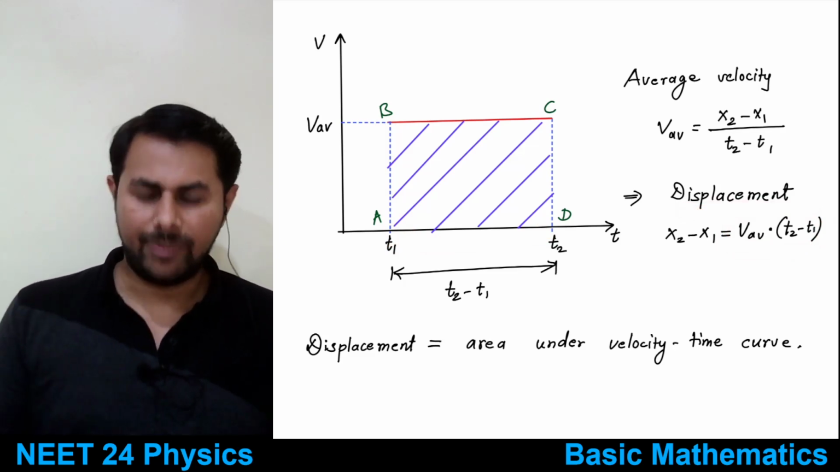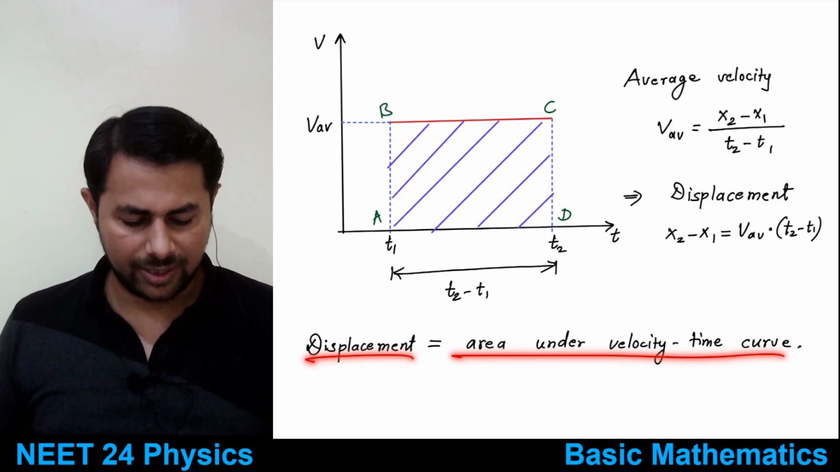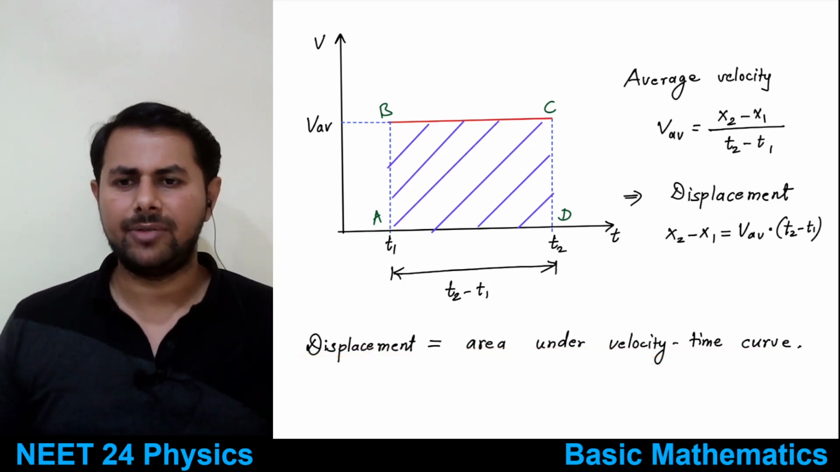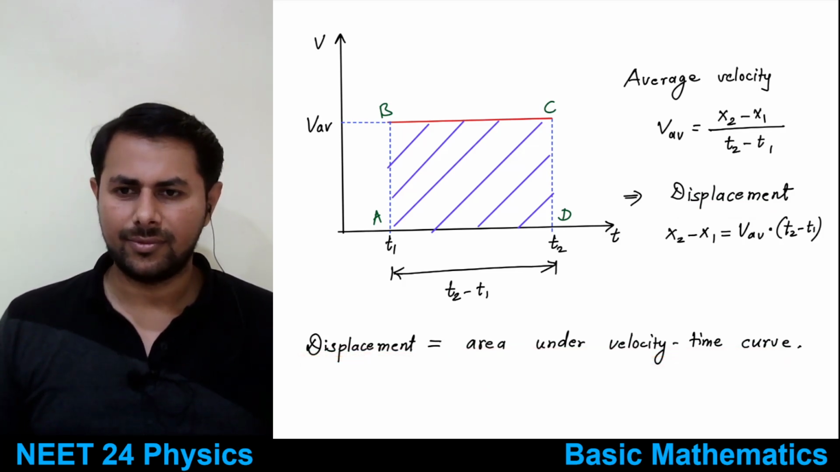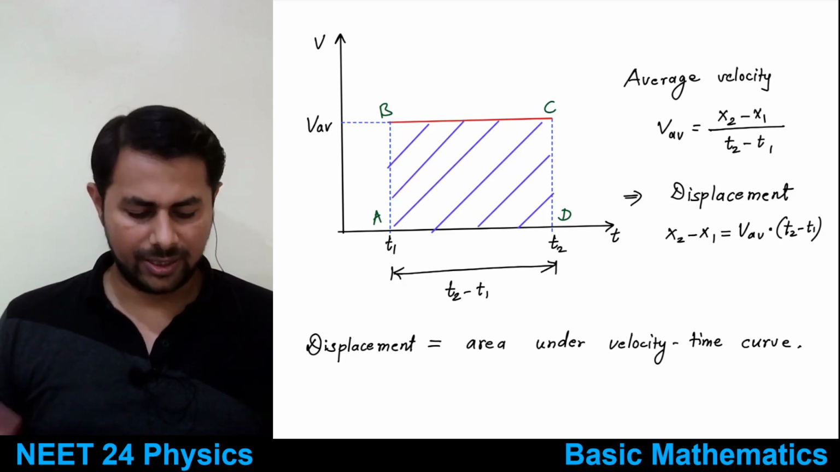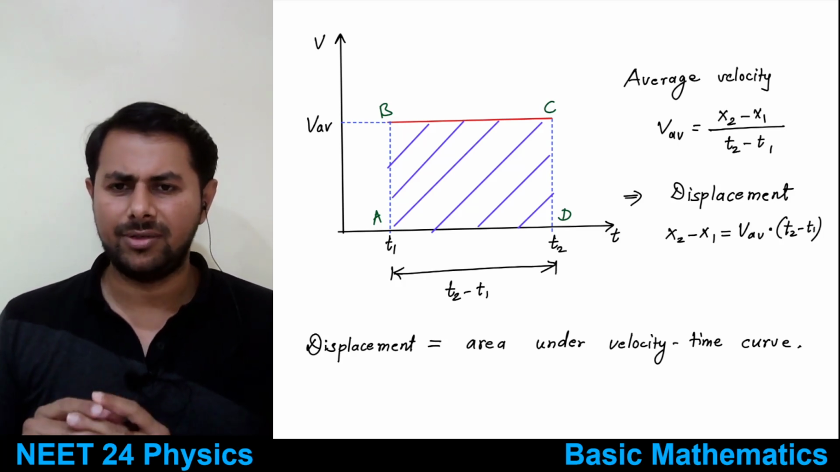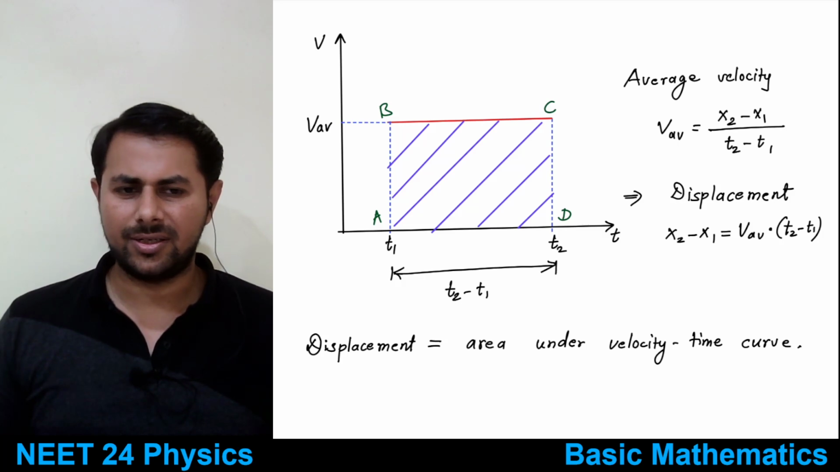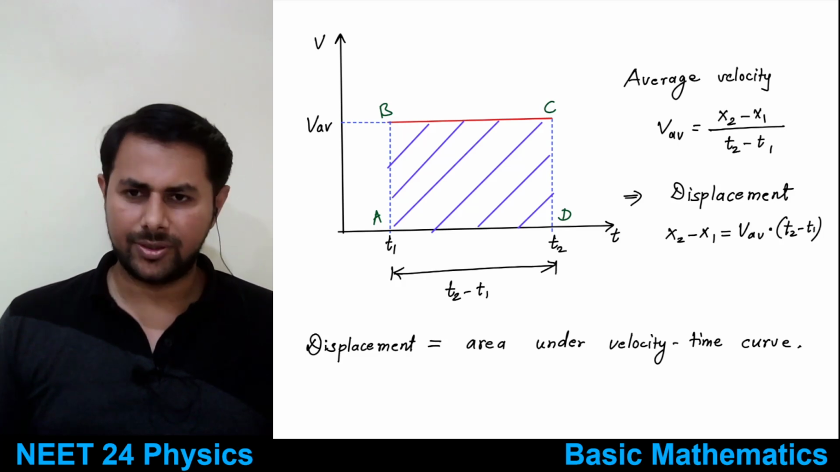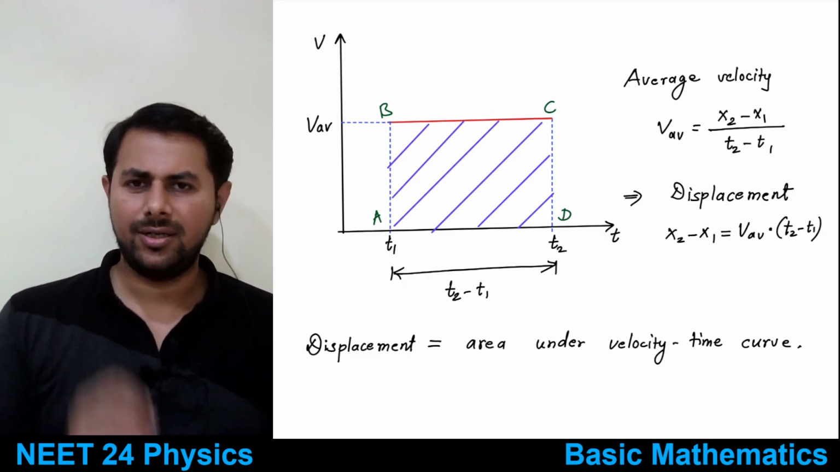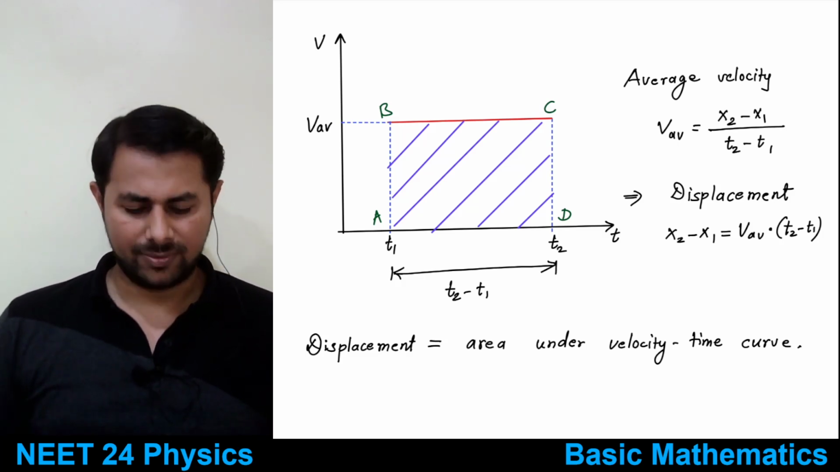And what does that mean? It means that the displacement is the area under the velocity versus time curve. The displacement is the area under the velocity versus time curve. This thing is clear, everyone? Okay, very good. So displacement is the area under the velocity versus time curve.